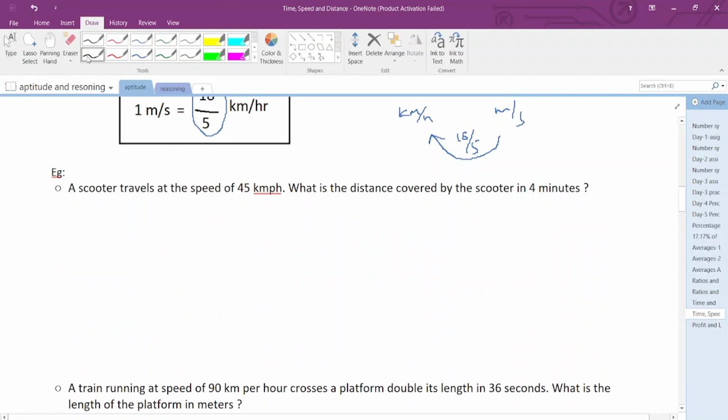Okay, so let's solve the first question. A scooter travels at a speed of 45 kilometers per hour. What is the distance covered by the scooter in 4 minutes? Here, what is given? Speed is equal to 45 kilometers per hour, and time is equal to 4 minutes. What do we have to find out? The distance.